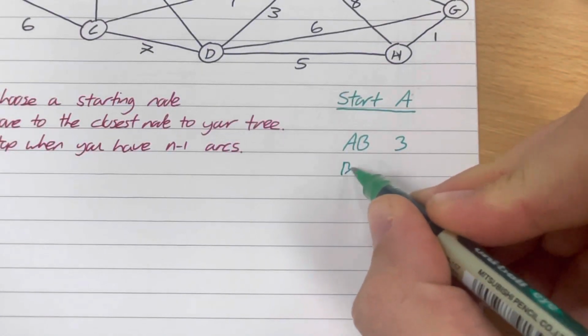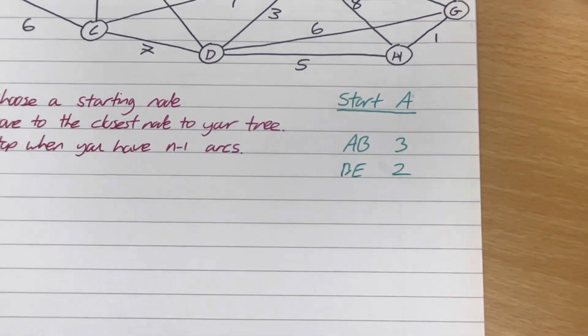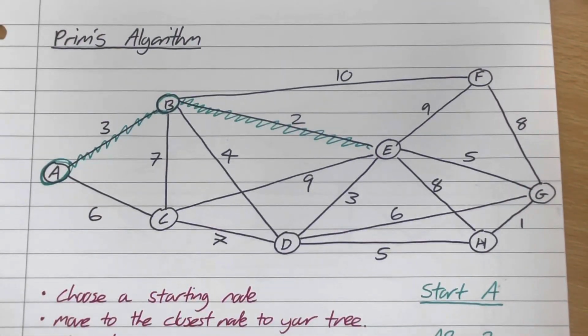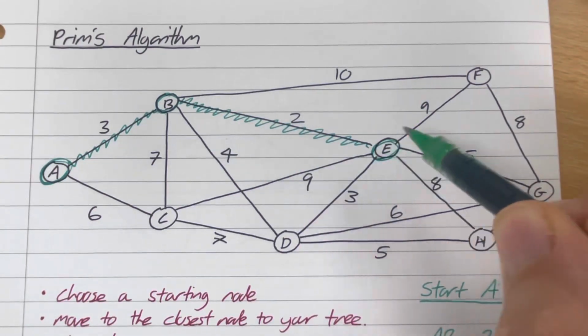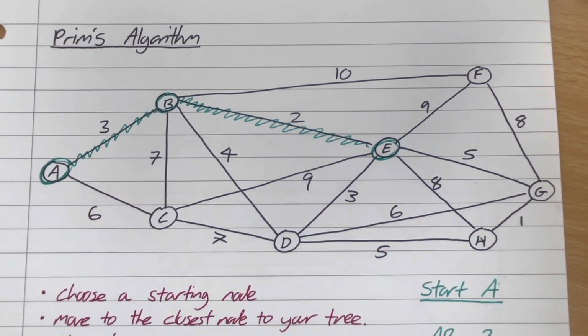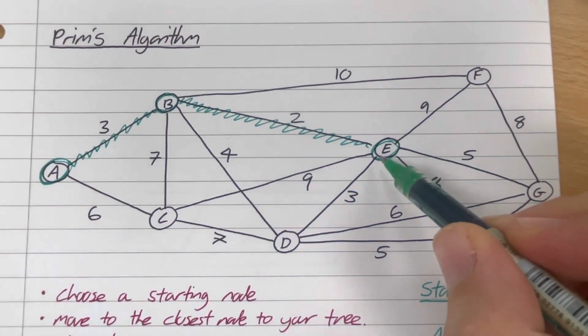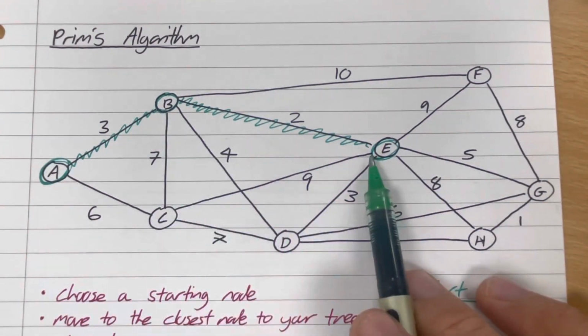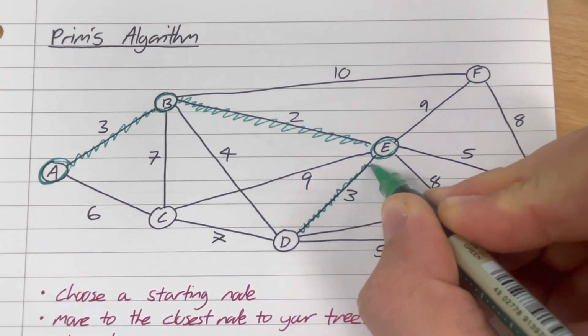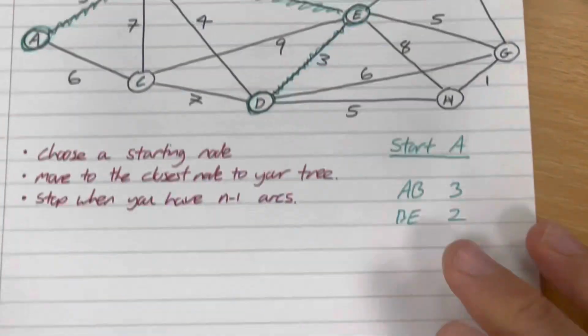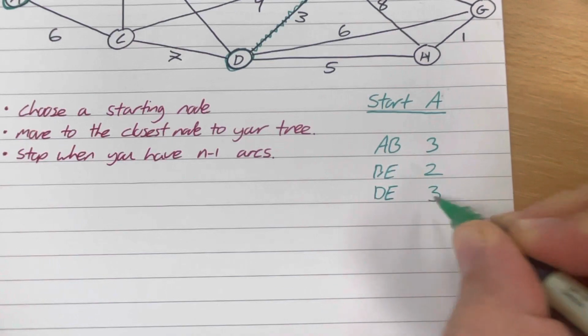So BE gets chosen next, and it's a 2. Notice there's not going to be any rejections for this algorithm. You reject arcs in Kruskal's, but you don't reject arcs in Prim's. Then we've got 3 nodes to look at, because there's 3 nodes that are part of my tree, A, B, and E, and I choose the smallest arc that is connected to one of those. So we've got 6, 7, 4, 9, 3, 8, 5, 9, or 10. The smallest of those is 3. So that's one that gets chosen next. So that's DE, which is 3.